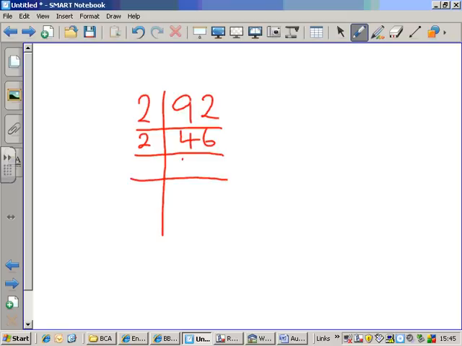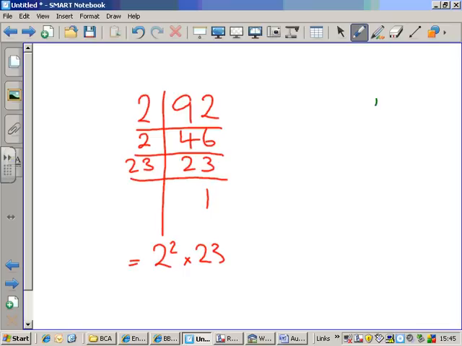46 we can halve. 46 divided by 2 is 23. 23 is a prime number. 23 divided by 23 is 1. So it's 2 squared times 23 as a product of its prime factors, isn't it?